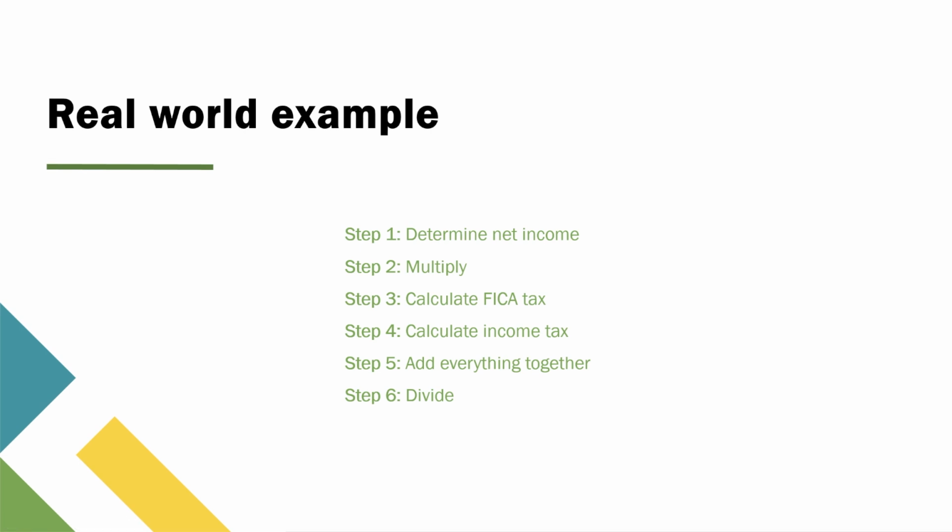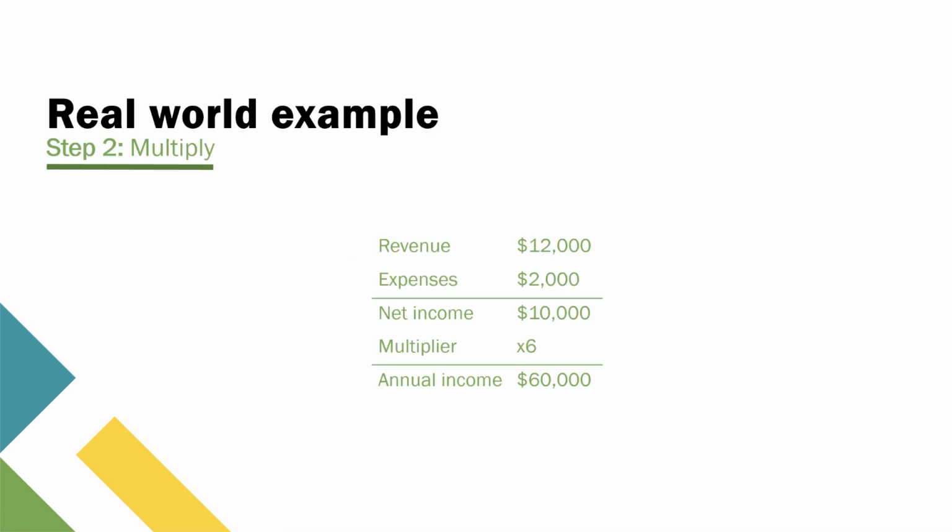So step 2 is to multiply. So in this case, we're going to multiply by 6. You might be asking, why 6? Why not 4? Isn't this a quarter? But remember, this is just for Q2. It's not really a full quarter. It's not a full 3 months. It's just April 1st to May 31st. That's 2 months. And so think about 2 months times 6 gets us 12 months, which is the full year, right? So particularly for quarter 2, we're going to multiply by 6.